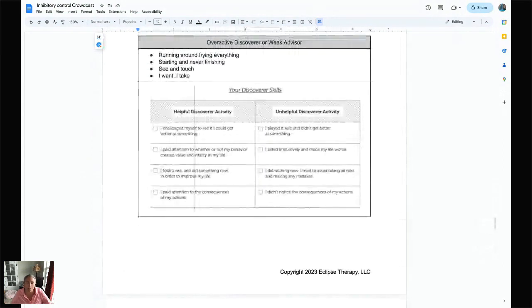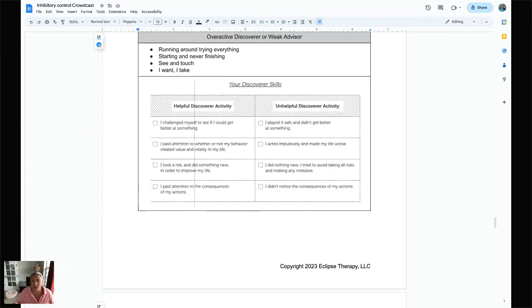So our helpful discoverer skills, right, are challenging ourselves to see if we could get better at something. Sometimes that impulsivity goes hand in hand with anxiety, right? So we aren't going to step out and challenge to see if we can do any better. I paid attention to whether or not my behavior created value, right? These are what we're trying to build. I liked how this turned out. I took risks and did something new to improve my life. I paid attention to those consequences. So those are all really critical skills that we're looking to build.